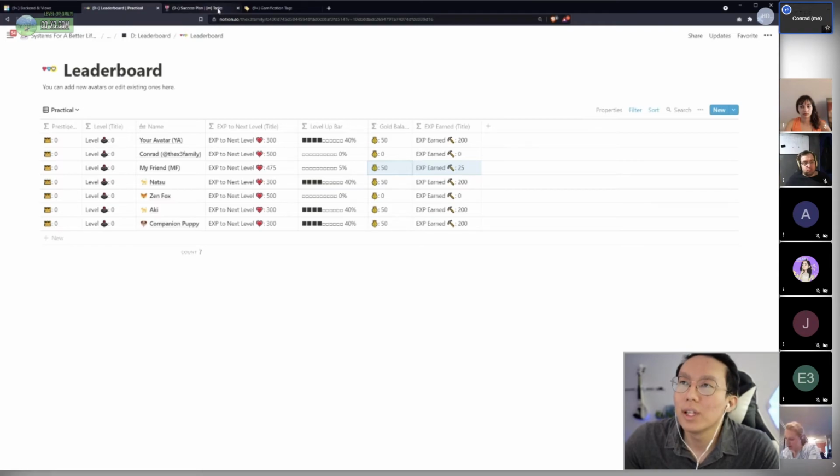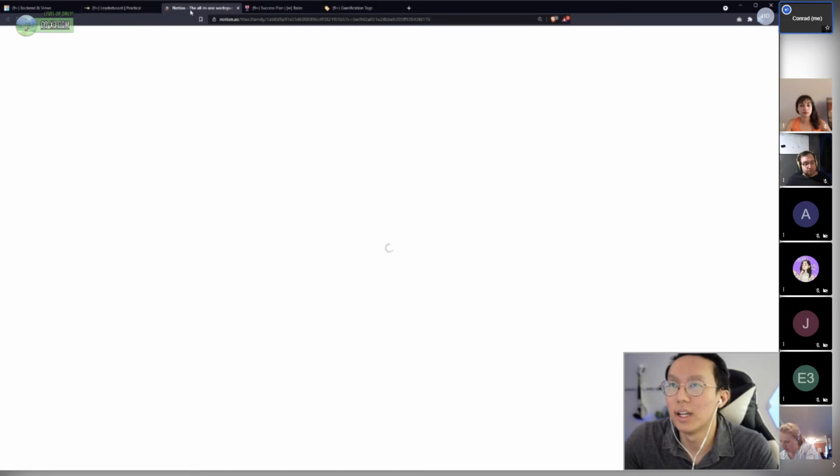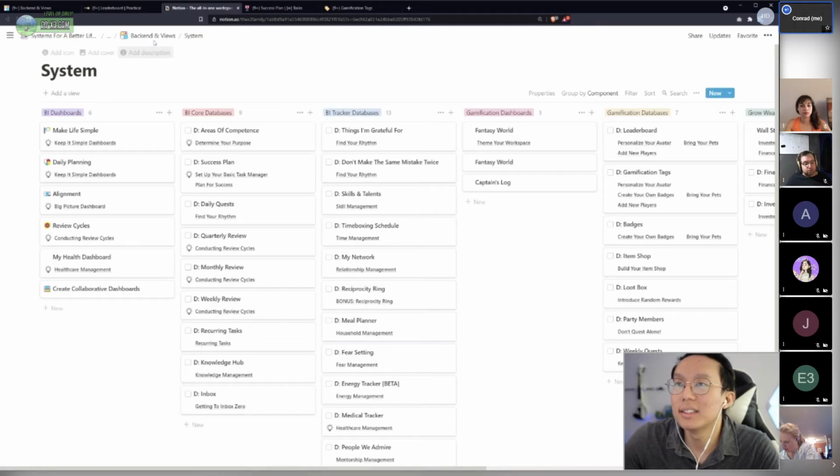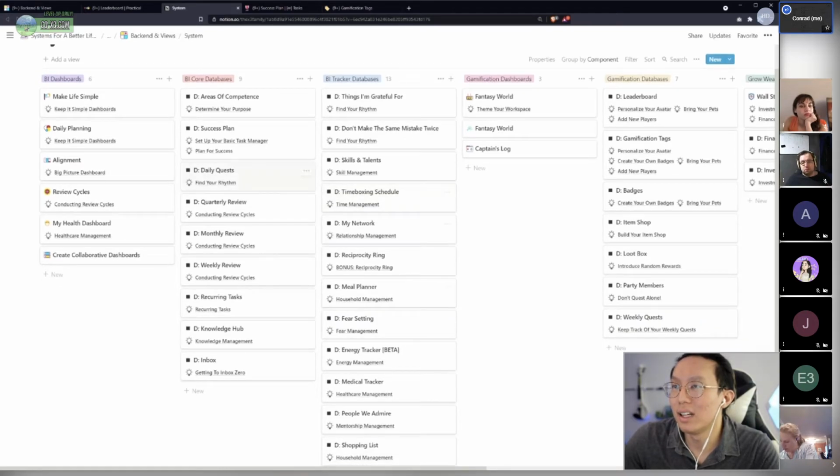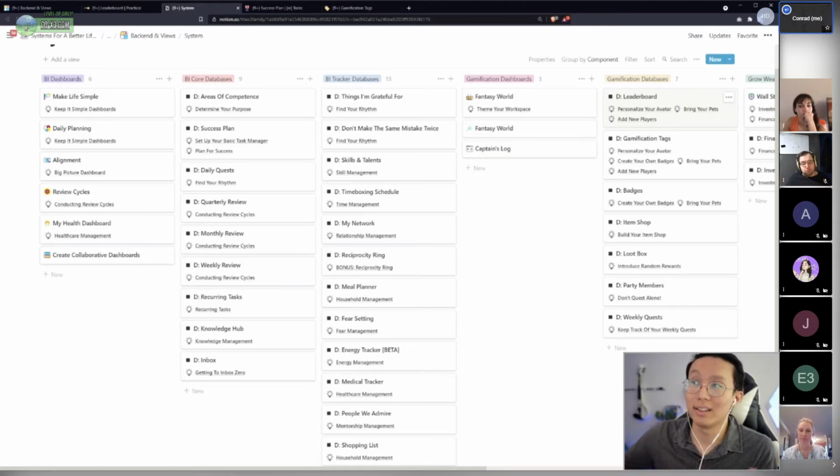But the really easy way for you to think about it is, if I go into the system, I can see that these are all the databases that I have. I just need to duplicate all the databases aside from the gamification ones, so that everybody can have their own copy of their success plan, their daily quests, their weekly reviews, monthly reviews, quarterly reviews, and everything else, so that essentially you have your own siloed data sets.